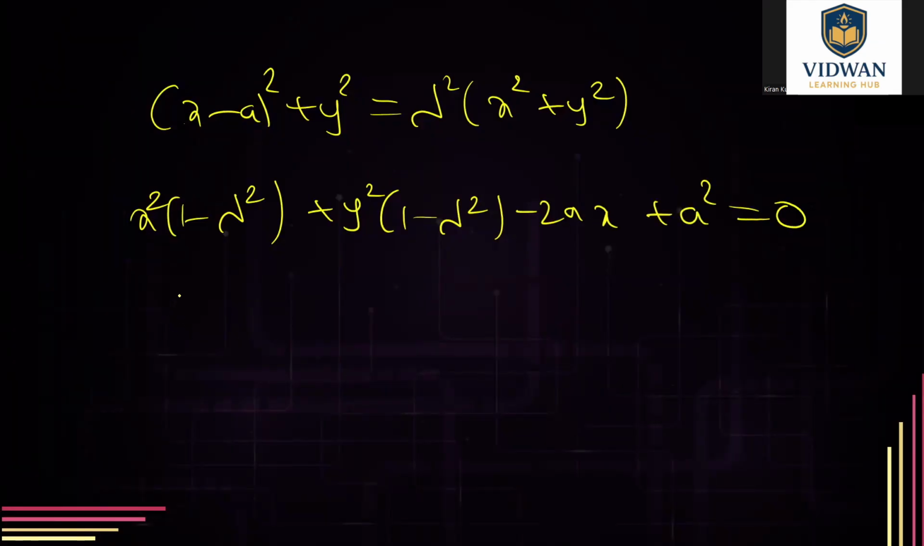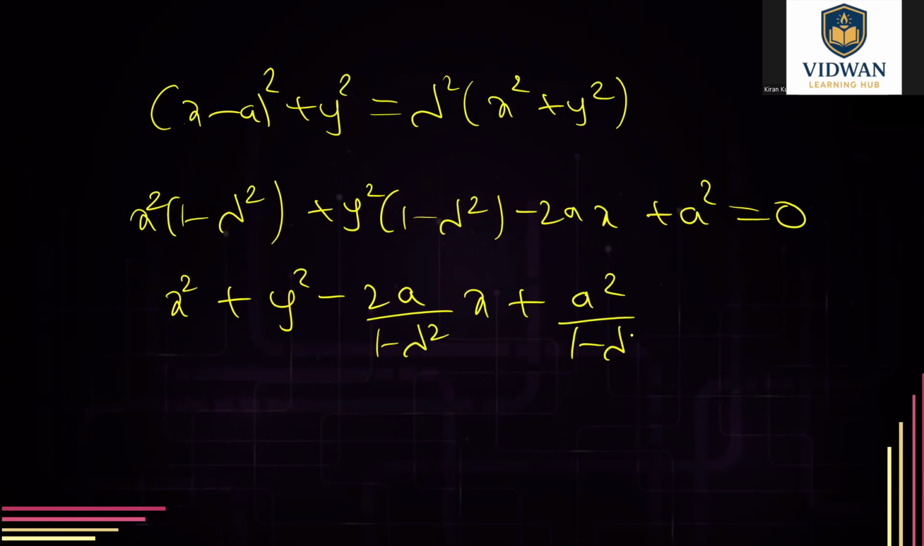And if you want to write it in the standard general form of a circle, divide by 1 minus lambda square. You'll get x square plus y square minus 2a by 1 minus lambda square into x plus a square by 1 minus lambda square equal to 0. So clearly the x square coefficient equals the y square coefficient, and the xy term is absent. You know it's a circle.